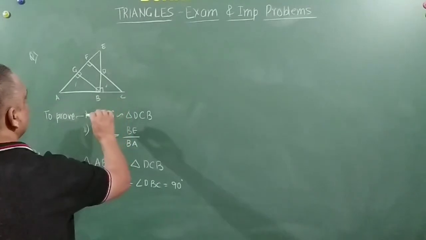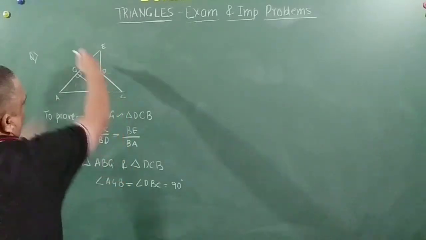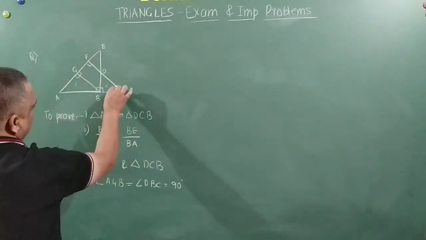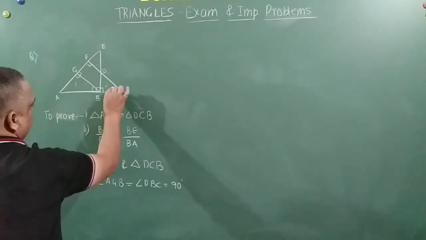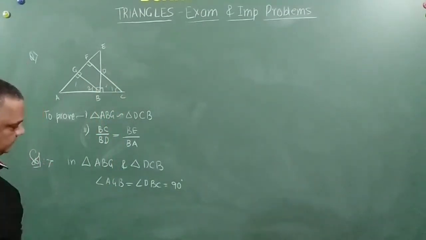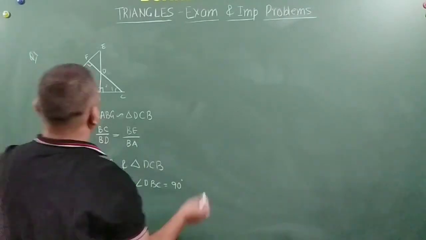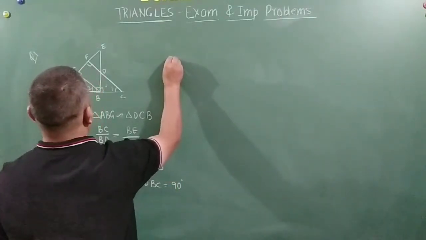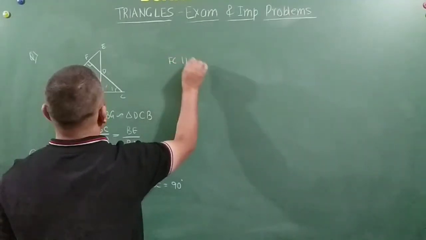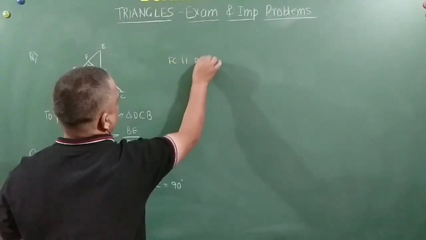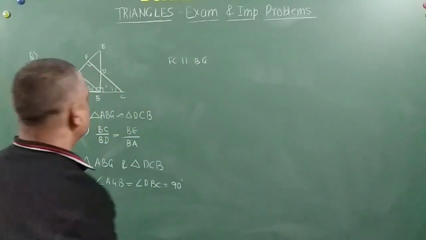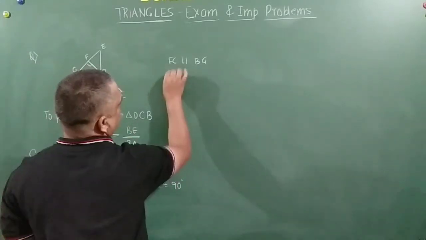So friends, what we can do here is that, see, these two lines are parallel lines, right? So can we say this angle will be equal to this angle? I am talking about angle 1 and angle 2. Okay? So how is that done? I'll tell you. FC is parallel to BG, right? This is given to us, and AC is a transversal.